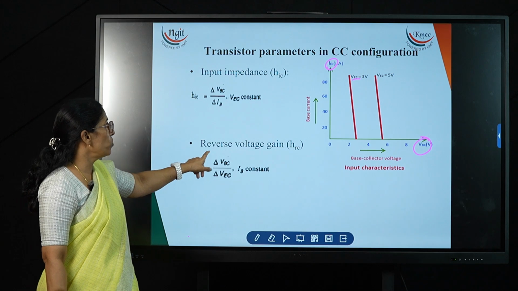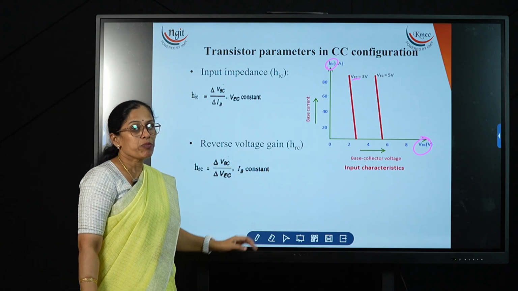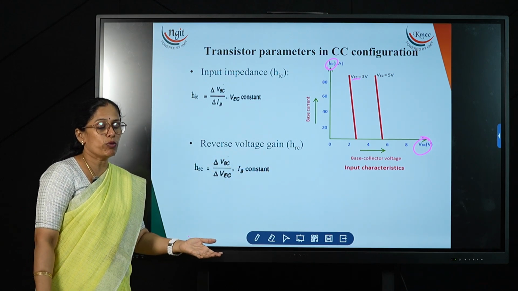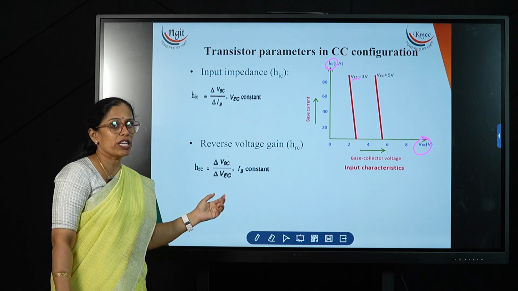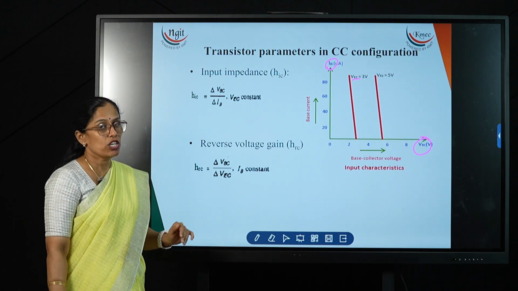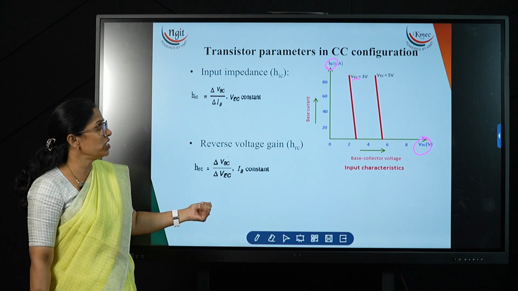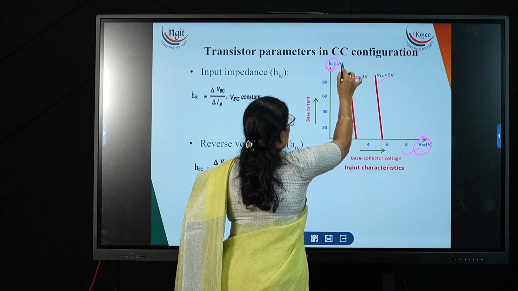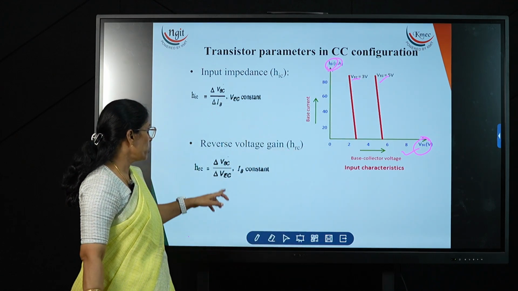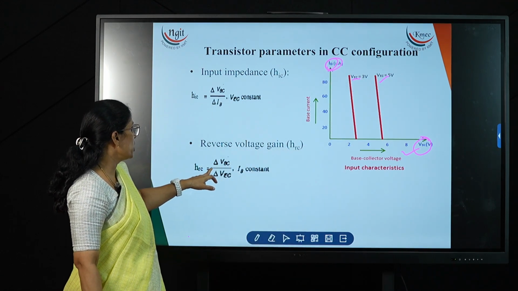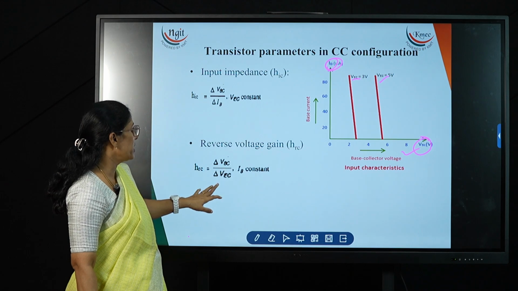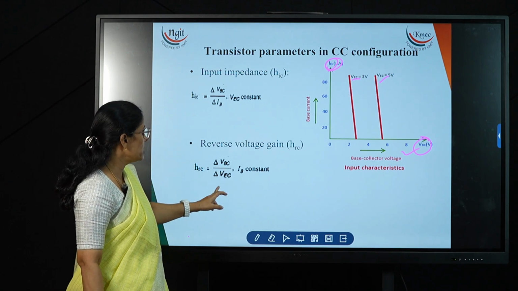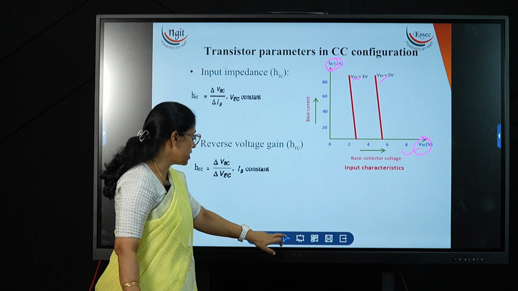Similarly, for the reverse voltage gain: the forward gain would be output voltage by input voltage, so reverse means input voltage by output voltage. So it is the ratio of change in input voltage to the output voltage by keeping IB constant. So here VRC is equal to delta VBC by delta VEC, keeping IB constant.